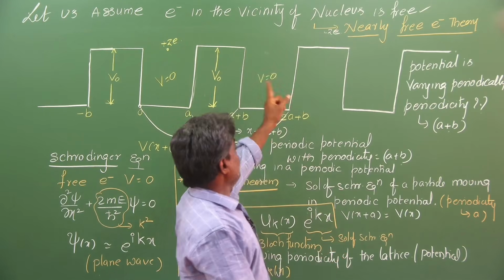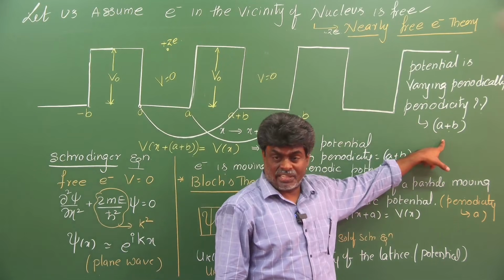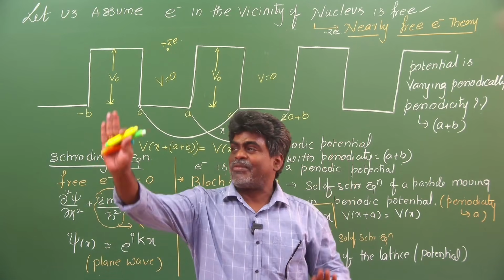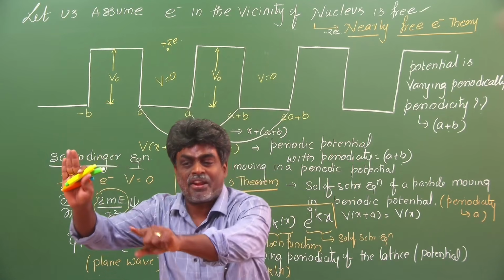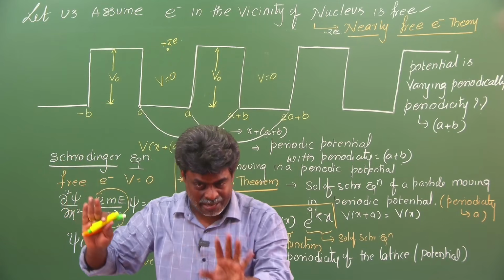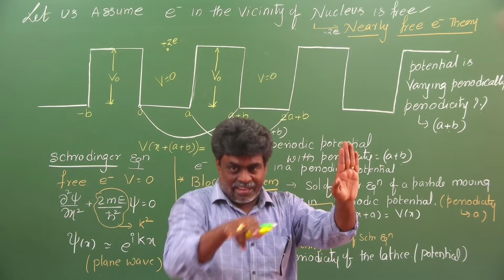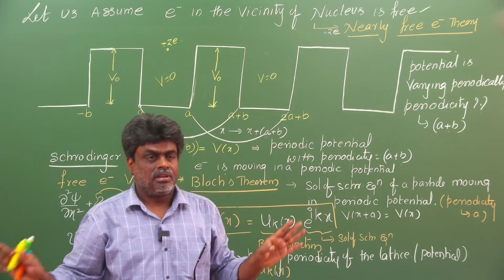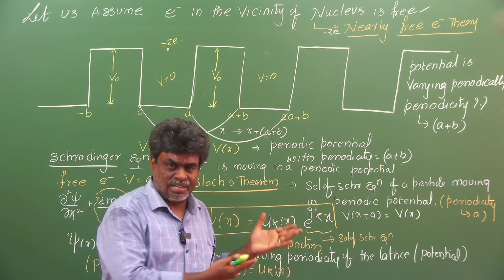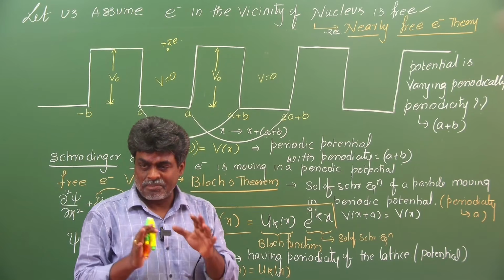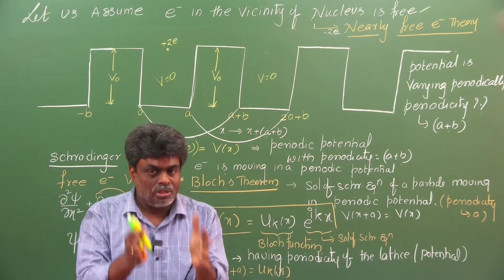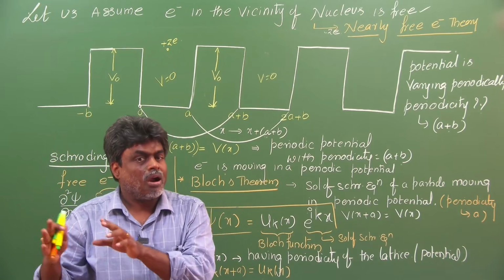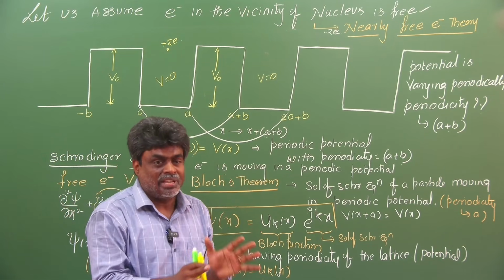Now come to this. What is your periodicity? Now I know the solution psi. I want to find the solution after a periodicity a plus b. Tell me psi of x into e raised to i k x plus b. And then over. That's it. That's Bloch's theorem. It simply tells you, if you know the solution in one region, after a periodicity, what could be the solution of Schrödinger's equation.